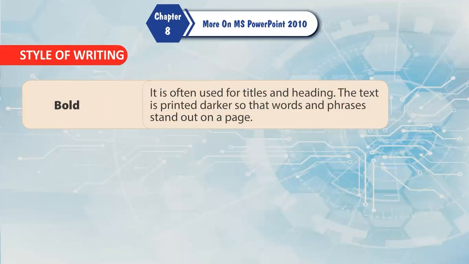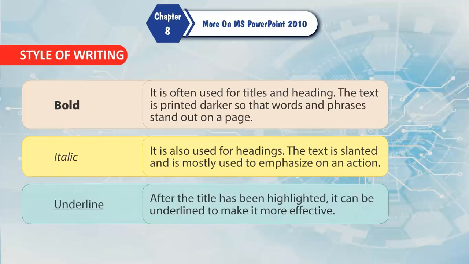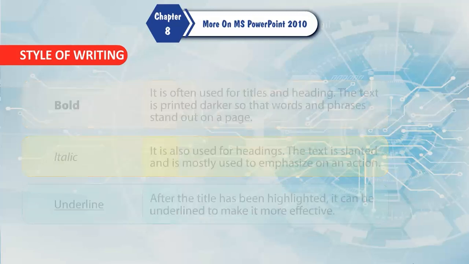Bold. It is often used for titles and headings. The text is printed darker so that words and phrases stand out on a page. Italic. It is also used for headings. The text is slanted and is mostly used to emphasize an action. Underline. After the title has been highlighted, it can be underlined to make it more effective.